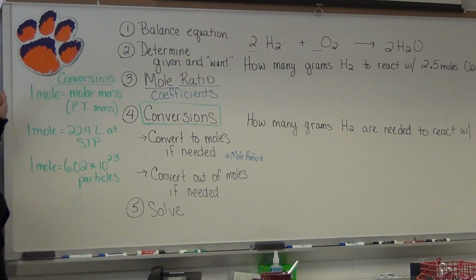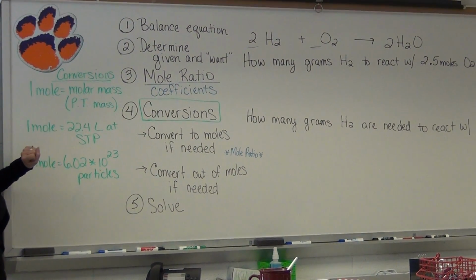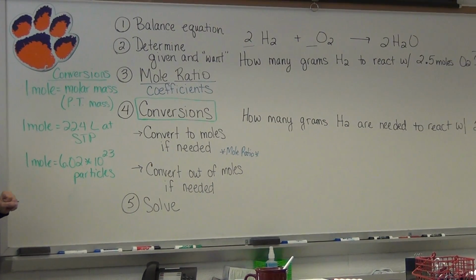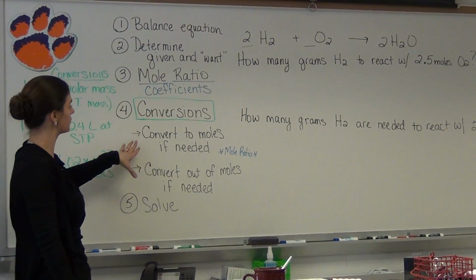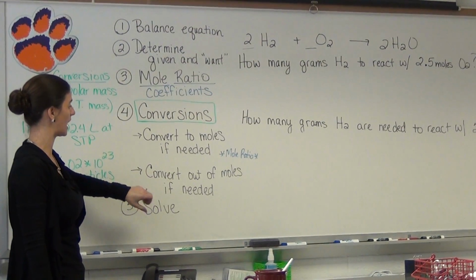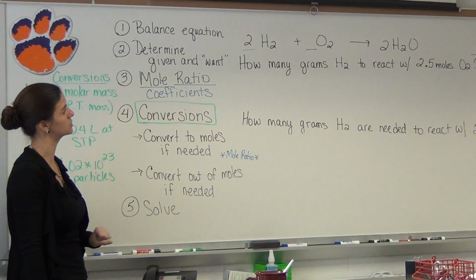1 mole is equal to the molar mass, the mass in the periodic table. 1 mole is 22.4 liters at STP, and 1 mole is 6.02 times 10 to the 23rd particles. And with these conversions, we're either converting to moles or we're converting out of moles. And we also have to look at our mole ratio, and then we're going to solve.